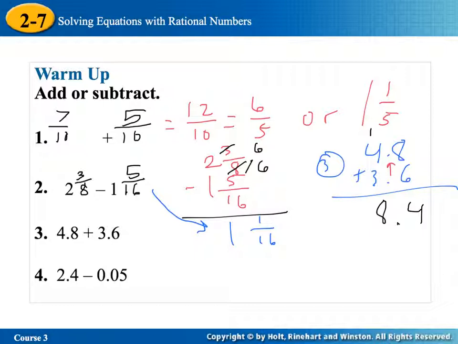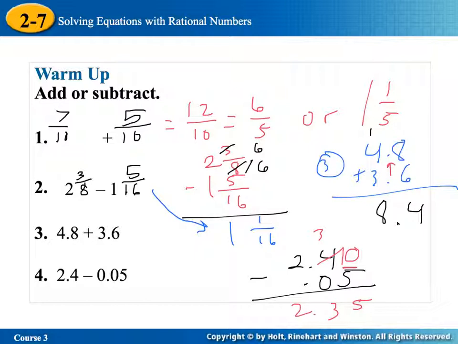Last one. Same thing. Line up your decimals. So I get 2.4 minus 0.05, and I subtract. What goes in this spot? So I have a place value there. I get 0. Now, can I take 5 minus 0? No, you can't do that. So you've got to borrow. Borrowing from the 4. 10 minus 5, 5. 3 minus 0, 3. Decimals, 2 minus 0, 2. 2.35 is your answer.